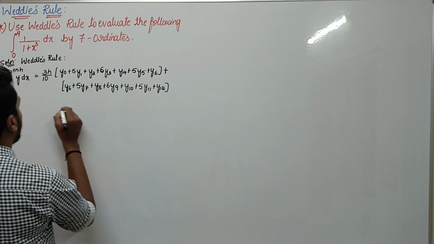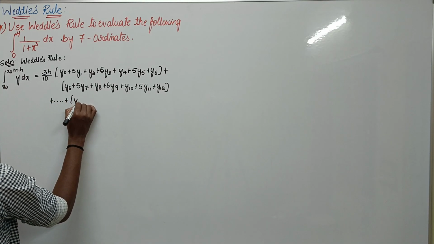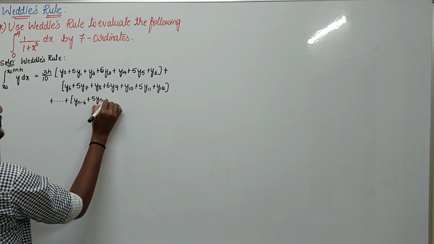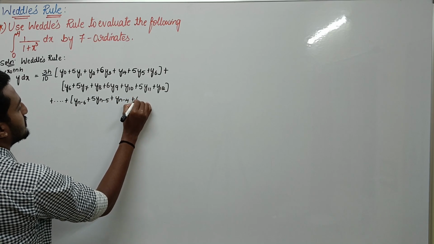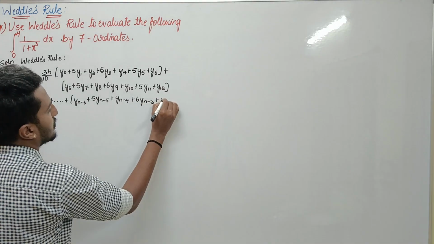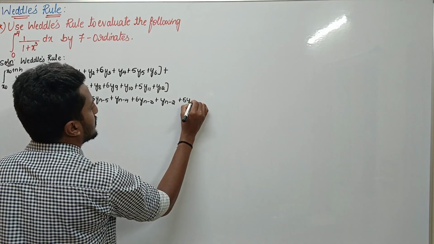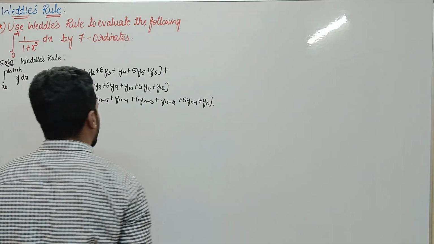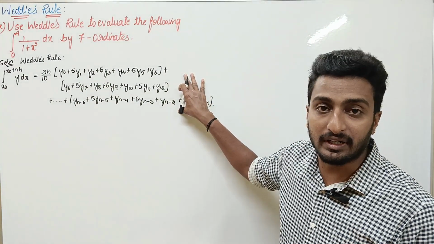plus etc., goes on up to y n minus 6 plus 5 into y n minus 5 plus y n minus 4 plus 6 y n minus 3 plus y n minus 2 plus 5 y n minus 1 plus y n. Please remember, this is the standard formula of Weddle's rule.